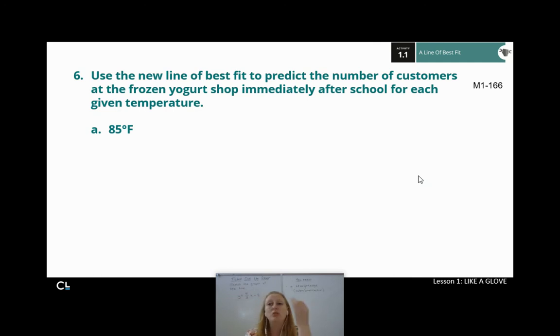So now use your new line. In fact, I'm going to put it up here. Use your new line that we just made. Can you use the new line of best fit and go ahead, plug in that 85 and predict the number of customers at the frozen yogurt shop immediately after school for this given temperature. Go ahead and hit pause to work this out. Hit play when you're ready to check your work.